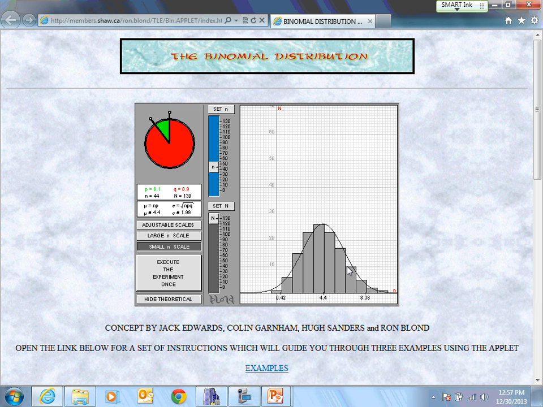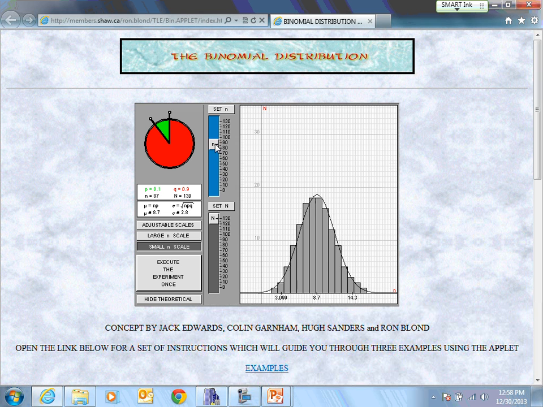Now, if the rule of thumb is that n times p and n times 1 minus p both have to be greater than or equal to 10, and our p-value is 0.1, what would n have to be in order for this normal distribution to be an accurate approximation of the binomial? Well, n would have to be 100, because 0.1 times 100 is 10, and 0.9 times 100 is 90, so both rules of thumb would be met.